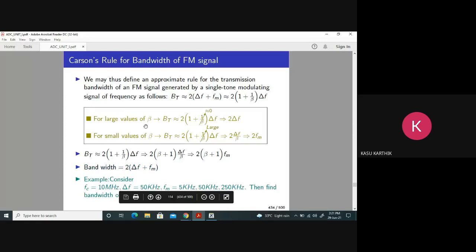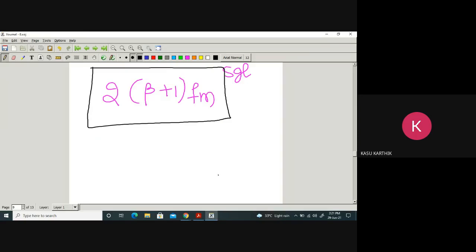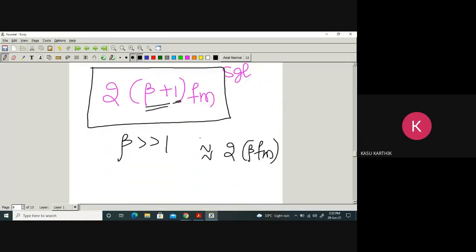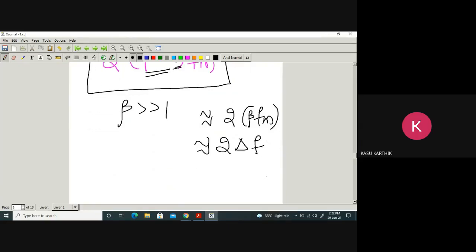So if beta is very, very large, what happens? If beta is very, very small, what happens? Obviously, if beta is much, much more than 1, you can neglect this one. Then the bandwidth will be approximately equal to 2 into beta into FM. But what is beta into FM? Delta F. So that is approximately equal to 2 into delta F, if this is the case where beta is much, much more than 1.